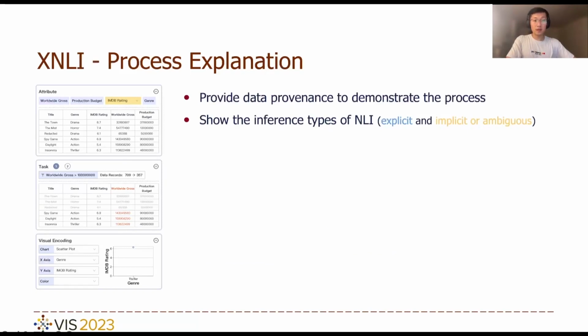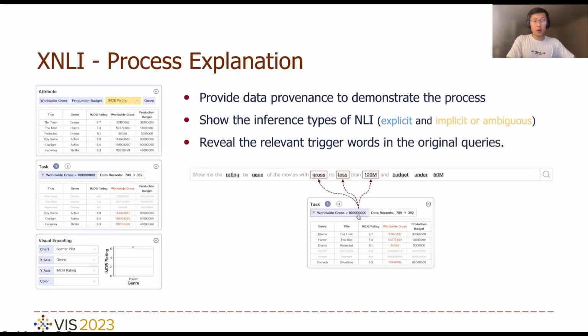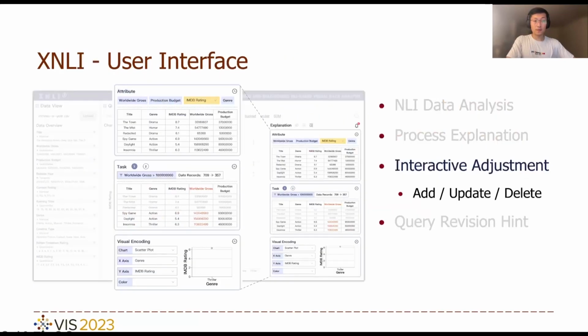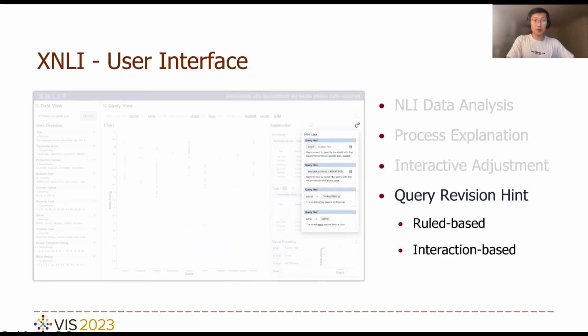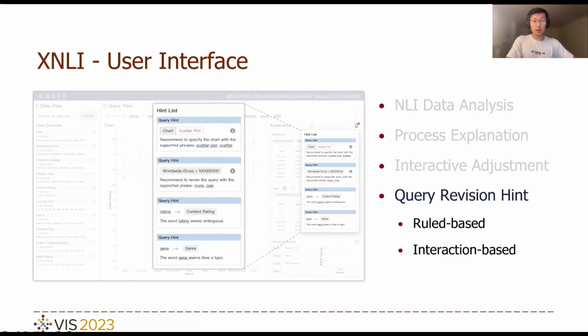The system also shows the inference types of NLI to highlight uncertainty. The explicit inferred attributes and tasks are visualized in blue background color, and the implicit or ambiguous ones are in yellow. When hovering on an explanation component, its relevant trigger words in the original queries are highlighted with red border. Each aspect supports interactive adjustments, so that users can add and update the explanations and delete the wrong ones in each aspect.